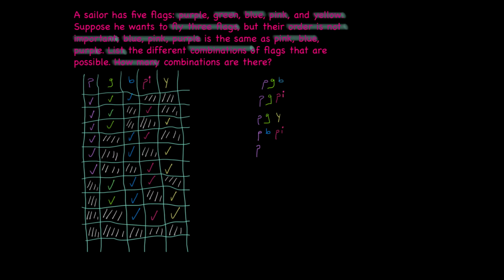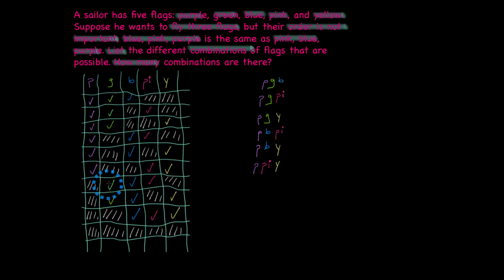So I have purple, blue, yellow, and after purple, blue, yellow, I have purple, pink, yellow. So purple, pink, yellow. And if I go back to my table or my chart here, well, I'm done. After this row, I'm done with using purple.